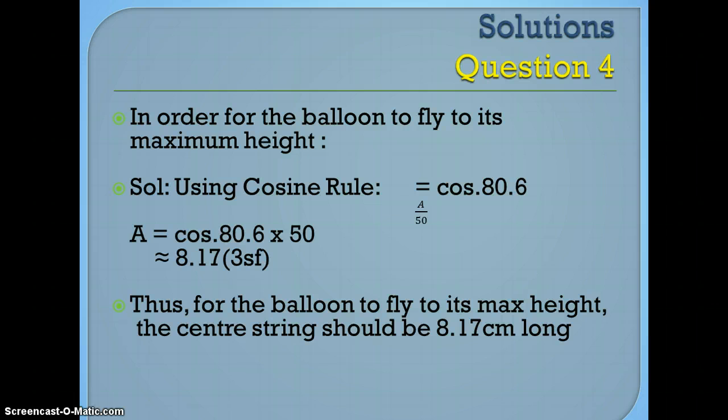Since we know that the angle is, there's no angle. So the solution is cosine 80.6 times 50 equals 8.173 SF. Exactly.